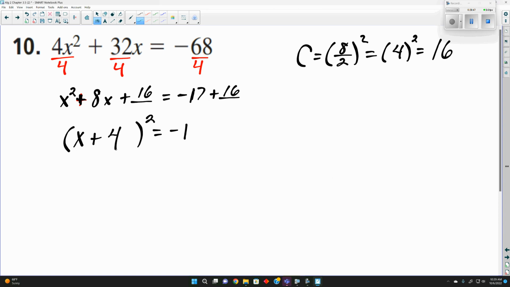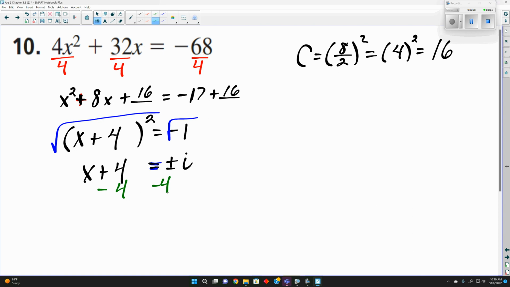So we have x plus 4 squared equals negative 1. And when we square root, this is going to equal plus or minus i. Then x is equal to negative 4 plus or minus i. Questions on any of this here?